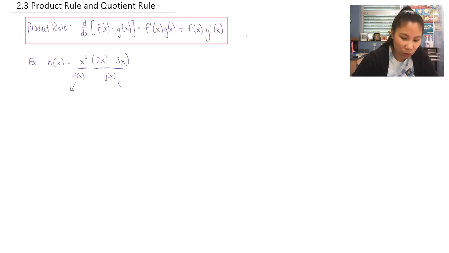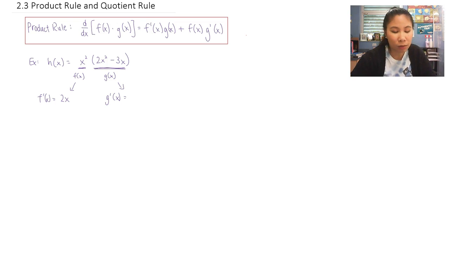The first thing we want to do, and this is how I generally set it up each time, is find the derivative of each thing individually. For x squared, the derivative would be 2x. That would be my f prime. For the derivative of the second part, 2x squared minus 3x, using the power rule, the derivative of 2x squared would be 4x, because I multiply the exponent with the front number and then drop the exponent by 1, minus 3 for the minus 3x. So there are my derivatives.